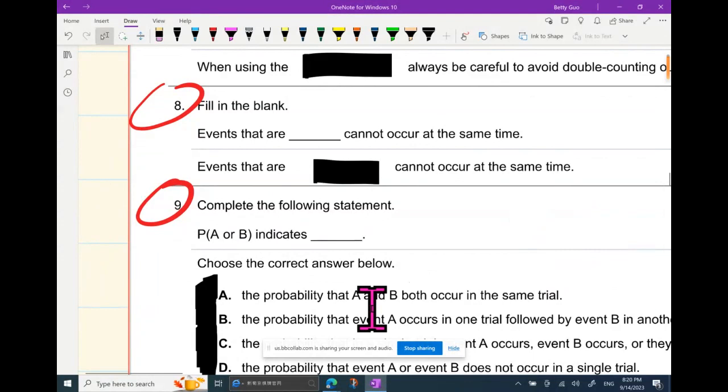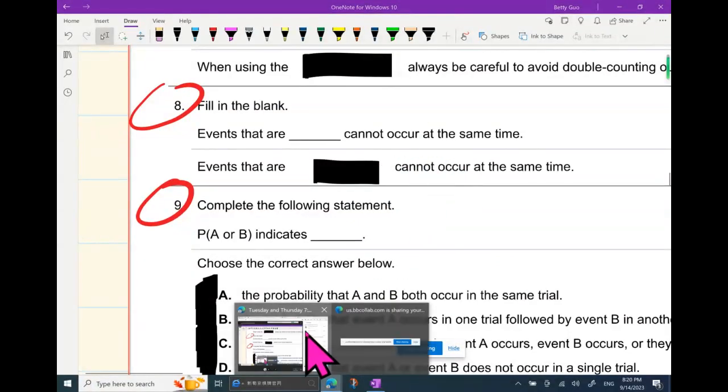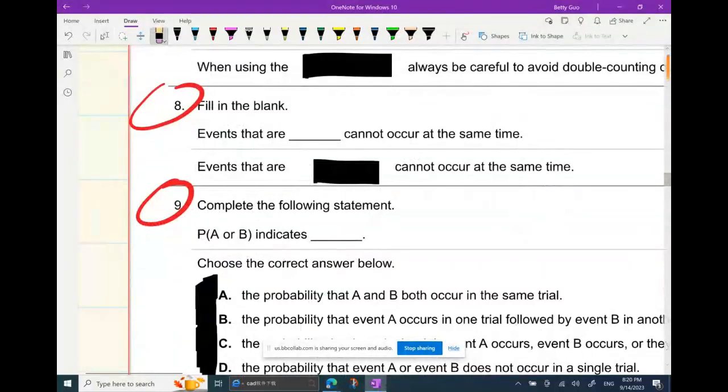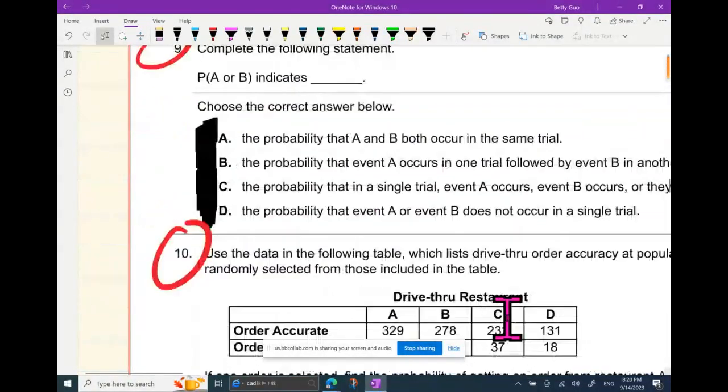Events that are independent, dependent, disjoint. When it comes to the relationship of 2 events, we learned basically 2 concepts: independent, otherwise called dependent, and disjoint and not disjoint. Cannot occur at the same time. It's called disjoint. Perfect. Thank you, guys. Disjoint. Okay, number 9.